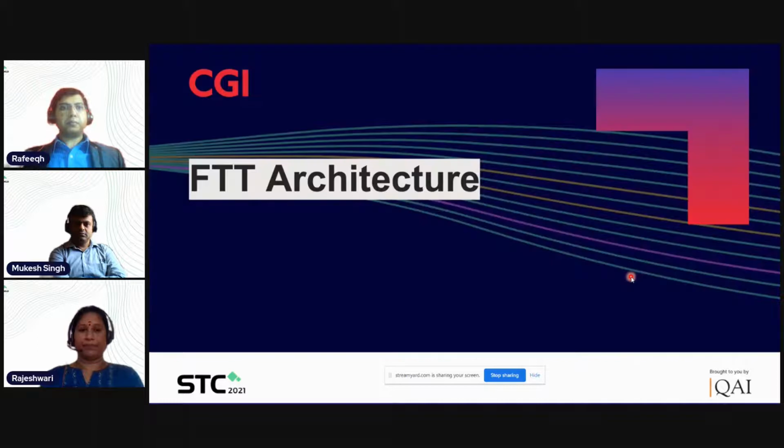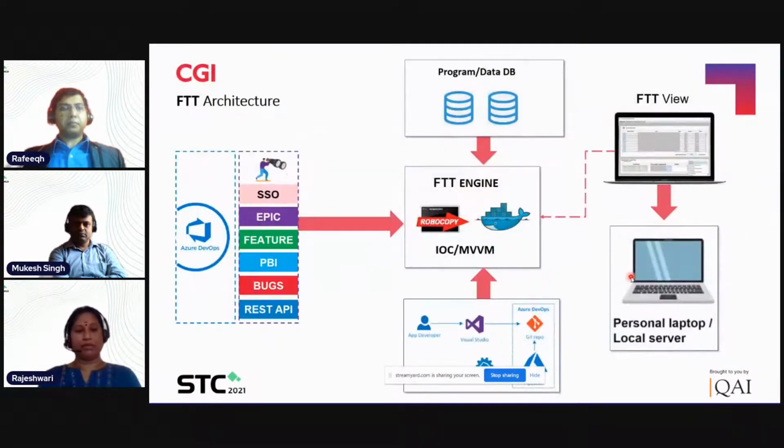Coming to the architecture, now we are going to talk about the architecture of our tool. It is not using any hi-fi technologies, but it is using the open source tool Robocopy, and also we have the Docker instance. These are the two simple things which we are using in our FTT engine. As I told you, you can see here, this is the test management tool. It can be anything. Now we have an example from Azure DevOps.